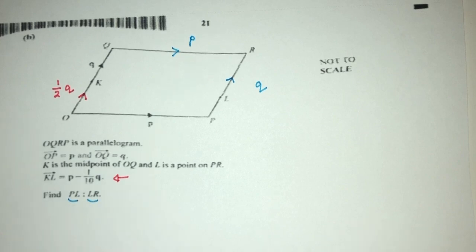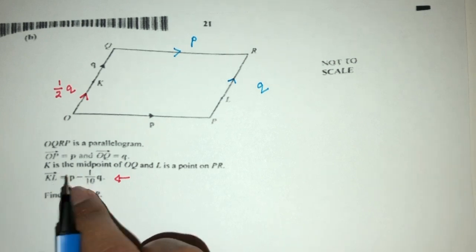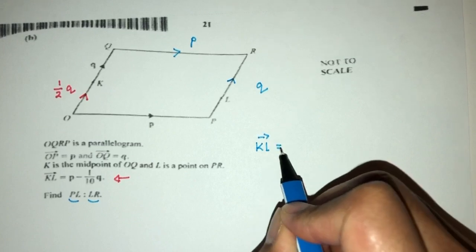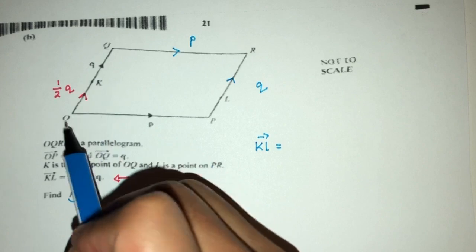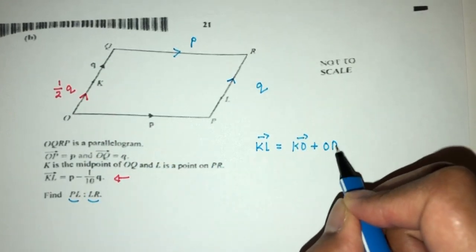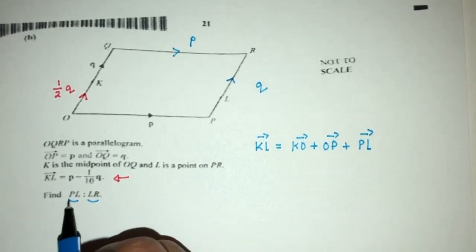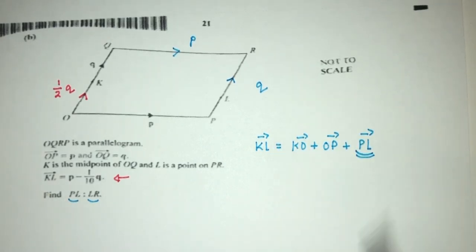So I think it will take some time to observe what we can use. We have to find the value of PL and LR. So we have to use this one. It is given to you, right? So how would you usually find KL? Let's observe. From K you move to L, you will have to have K move to O, and then O you have to move to P, and finally P moving to L. Here we want to find PL, so we have to make this the subject of the formula. But first let's replace those values.